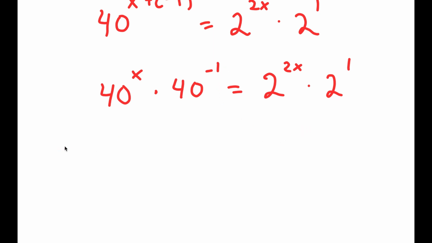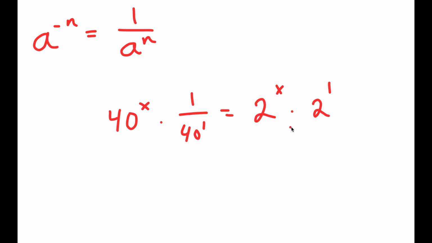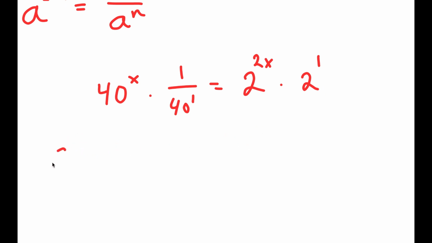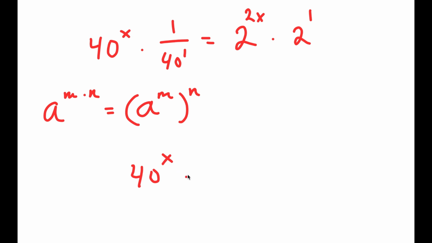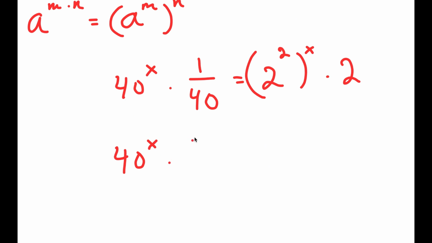Now, 40 to the power of negative 1, well, if I have something in the form a to the power of negative n, this is the same thing as 1 over a to the power of n. So 40 to the power of negative 1 is the same thing as 1 over 40 to the power of 1. Now, another thing, if I have something in the form a to the power of m times n, this is equal to a to the power of m to the power of n. And 40 to the power of 1, I'm just going to rewrite as 40. So 2 to the power of 2x, I can rewrite as 2 squared to the power of x. Now from here, I get 40 to the power of x times 1 over 40 is equal to 2 squared, which is 4, to the power of x times 2.